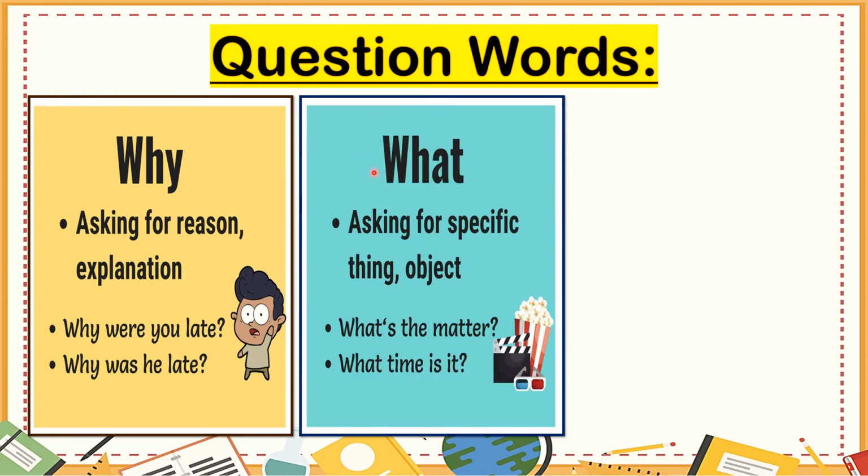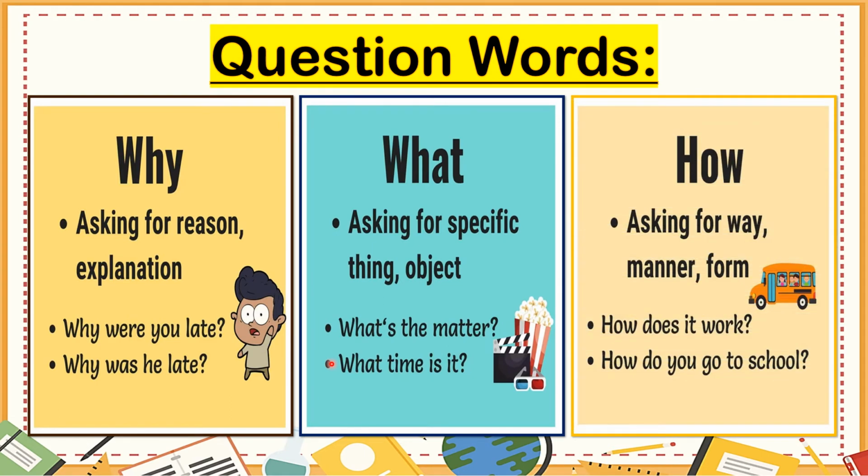Next, the fifth question word, what. Asking for a specific thing, object. Examples, what's the matter? What time is it? The sixth question word that we have is how. Asking for way, manner, form. Examples, how does it work? How do you go to school?